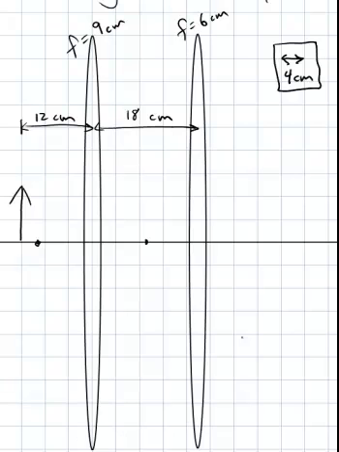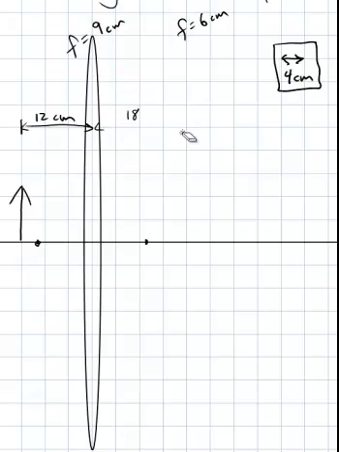So maybe I should just erase this one. Let's just get rid of it. Okay, and we'll do our ray tracing now. And once we do the ray tracing, then we'll plug in the numbers and see how it looks. And with a 9 centimeter focal length, that puts our focal points here on the axis. I've kind of sketched them in.